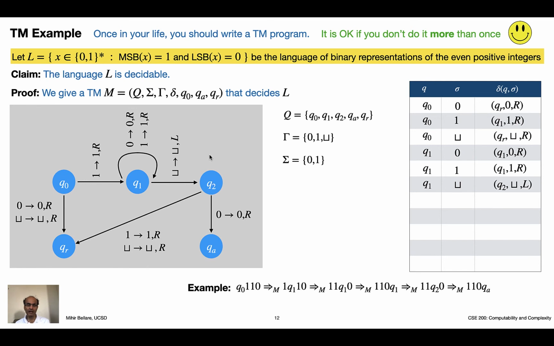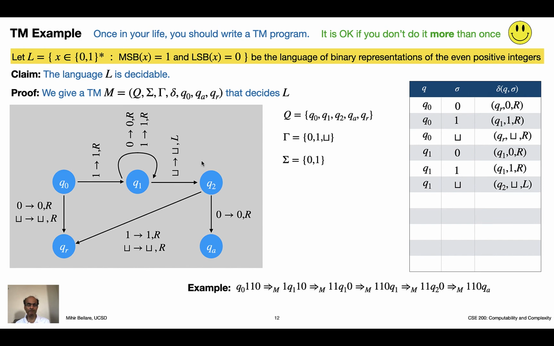So now it's sitting in state Q2 and the symbol it's looking at is a blank. But it knows that this is the first blank I've seen. So whatever is to the left of that is the last bit of the input. I need to now go and look at that last bit. So how do I do that?